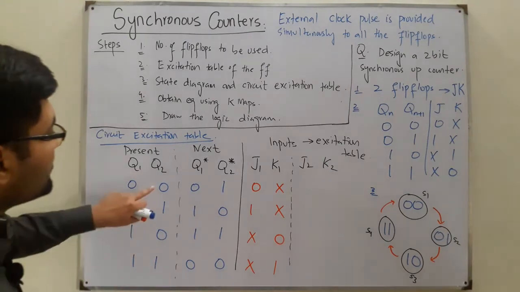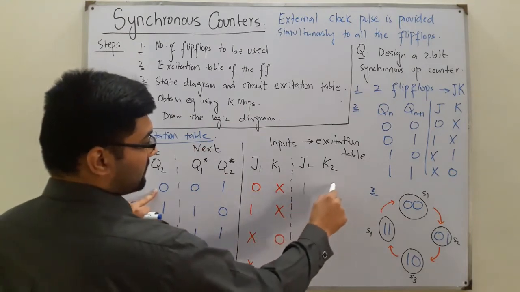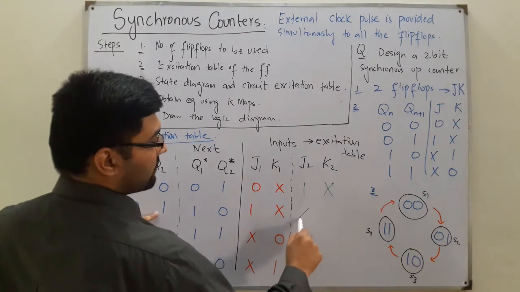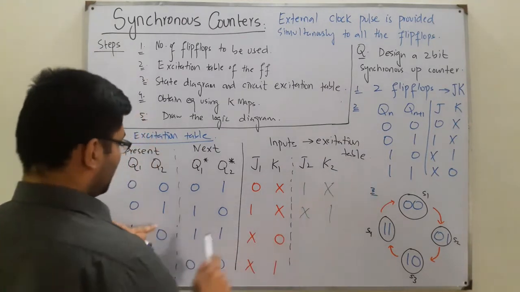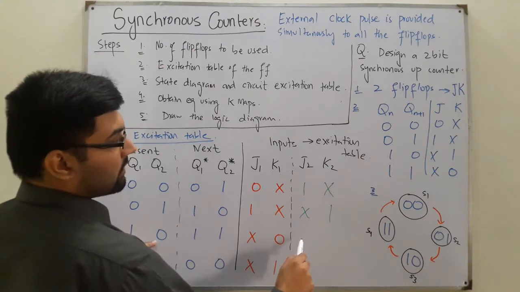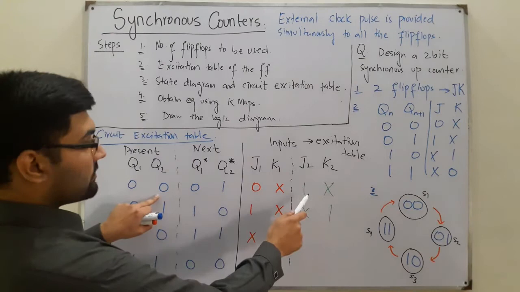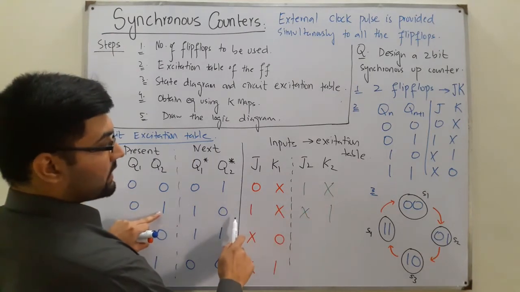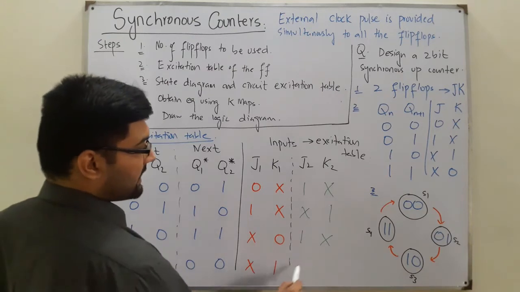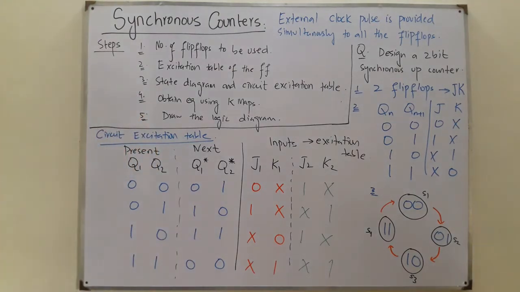Now if you have Q2, so 0, 1 will give you a 1 don't care. Fine. 1, 0 will give you a don't care 1. 0, 1 gives you a 1 don't care. Or I made a mistake again. No. 0, 1. Yes, 1 don't care. 1, 0. Don't care 1. 0, 1 again. So 1 don't care. And 1, 0 again. So don't care 1. This is your circuit excitation table.